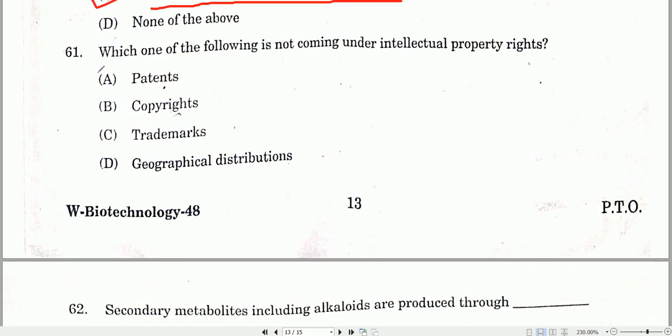Coming to question number 61, which one of the following is not coming under intellectual property right? Patents is coming under intellectual property right. Copyrights also there, trademarks is also there, but geographical distribution is not. But one thing is that geographical indicators are there. So option D will be the correct one.